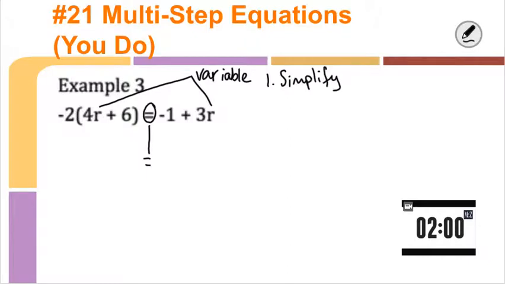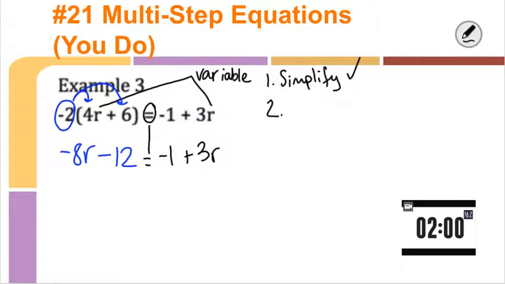Well, on the left side, I notice that I've got a number outside of parentheses, so I can distribute. Negative 2 multiplied by 4r, that makes negative 8r. Negative 2 multiplied by positive 6 is negative 12. And here I'm just going to bring down negative 1 plus 3r. So now negative 8r and negative 12 are not like terms. Negative 1 and 3r are not like terms, so I've finished simplifying.